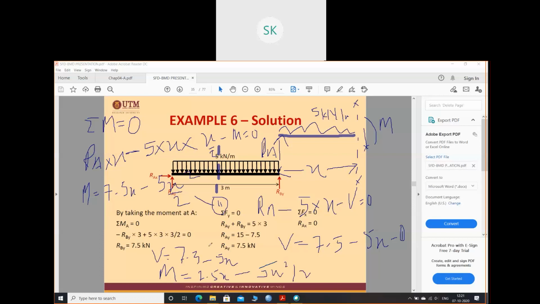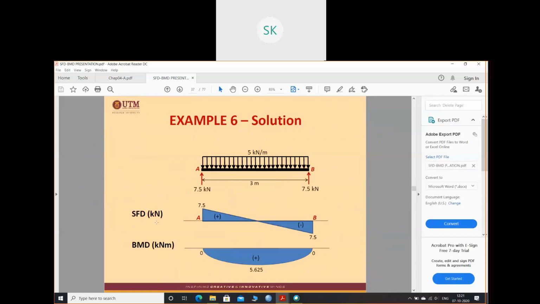Now you place the value of x from 0 to 3. For 0 you will get some shear force, and for 3 you will get some shear force. Same with moment. If you place 0, you will get a moment. If you place 3, you will get a moment. So what is the shape? This is the shape. At 0, I'll get positive 7.5, and when I place 3 in place of x, I'm getting minus 7.5. Same for the moment, it starts at 0 and again ends at 0.